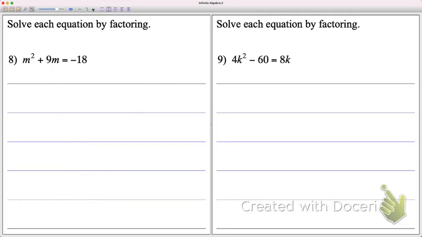Okay, let's get a little bit harder. Number 12. Back up, number 11. First thing I do, make it equal to 0. Set it equal to 0.